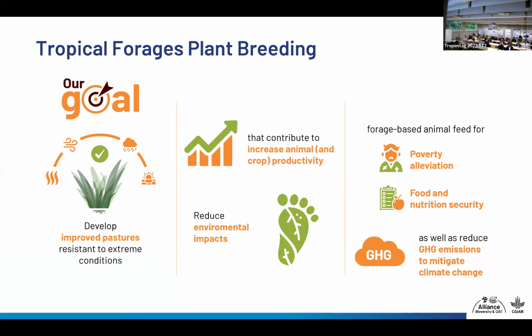So in the Tropical Forages breeding team, we have a very important goal, which is to develop improved pastures that can increase animal productivity and reduce the environmental footprint of the activity. So we want to develop forage-based animal feed that can alleviate poverty, increase food and nutrition security, and also reduce greenhouse gas emissions and climate change mitigation.